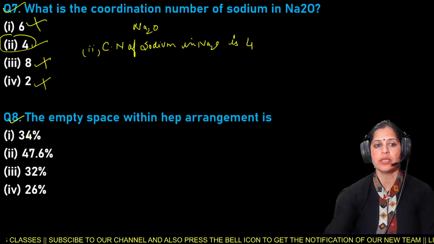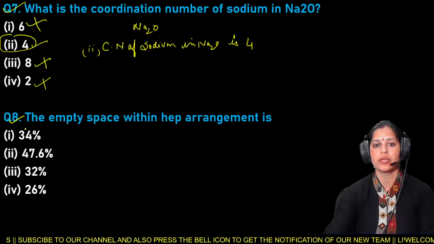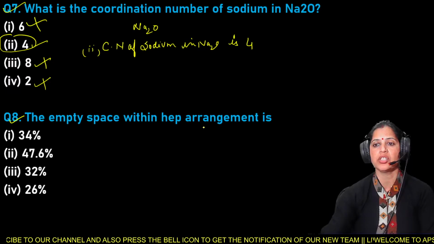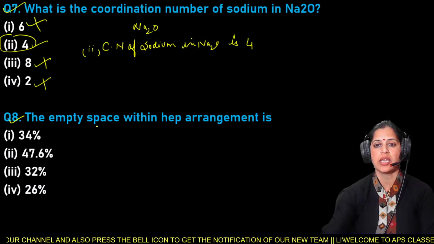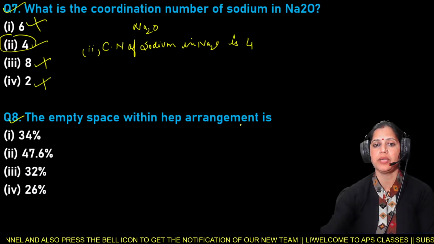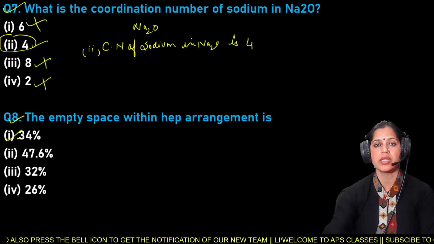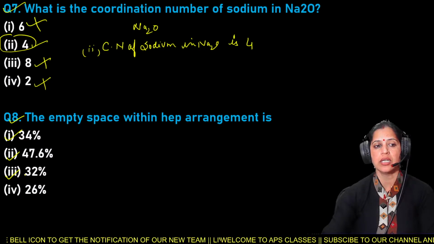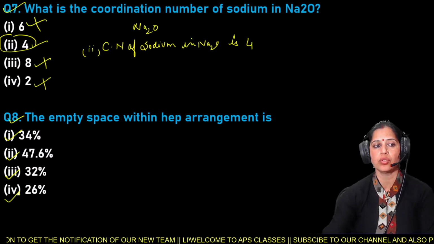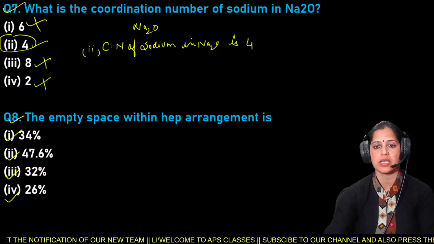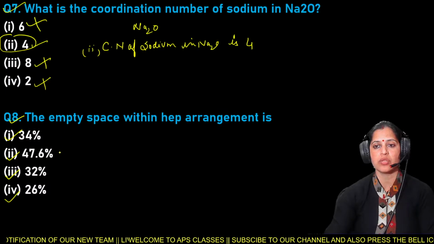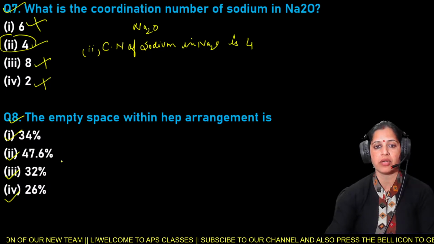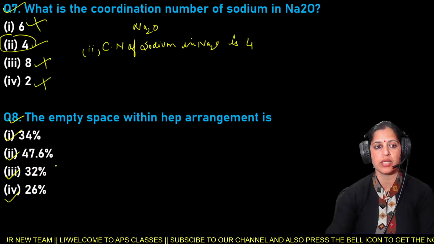Next is question number 8, and question number 8 is: the empty space within HCP arrangement is, option 1 is 34%, second is 47.6%, third is 32%, and the fourth one is 26%. So here the empty space within the HCP arrangement is, and it is your question number 8.